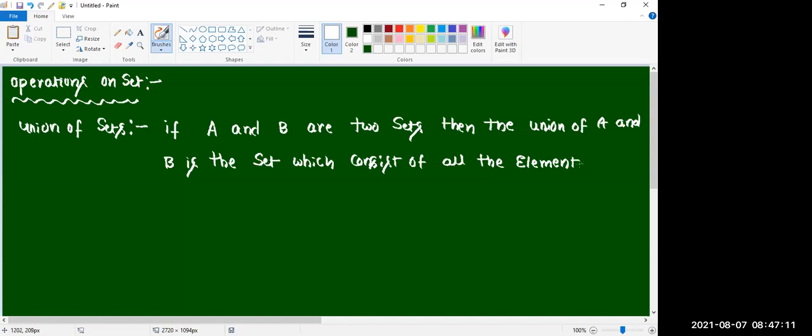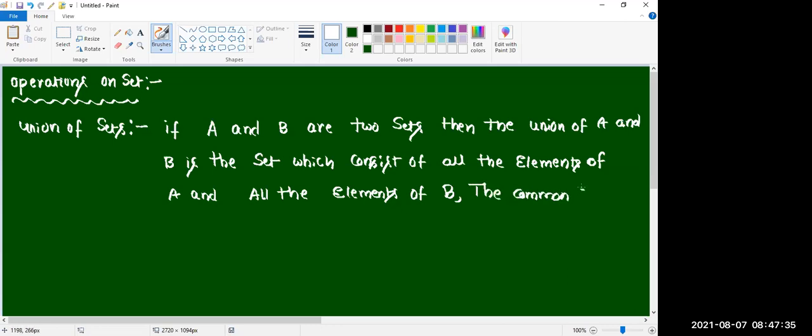All the elements of A and all the elements of B, the common elements taken only once. Denoted by A union B.